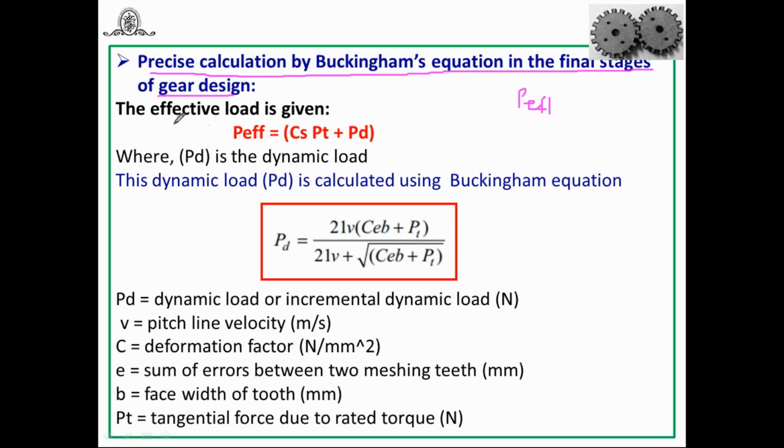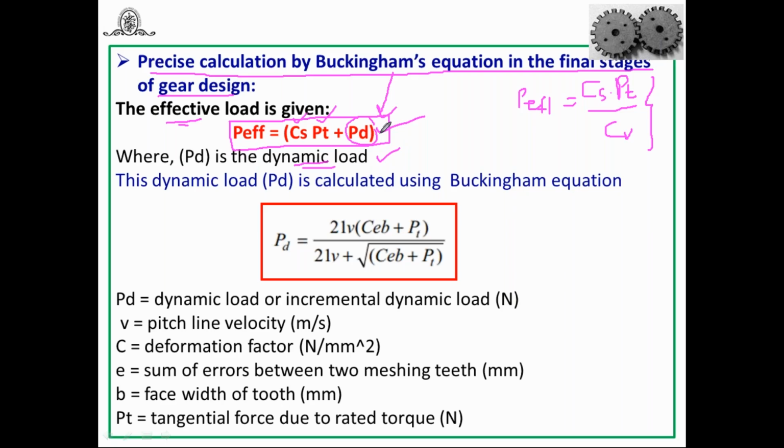According to this method, the P effective load is given. I have written it here, you can note it down. According to the second method, precise calculation by Buckingham equation, P effective is equal to CS into (PT plus PD). In the earlier method, P effective is equal to CS into PT upon CV. This is according to the velocity factor method, and this is according to Buckingham's equation. We know that CS is the service factor, PT is the tangential load. But what do you mean by this PD? The PD is the dynamic load or incremental dynamic load.